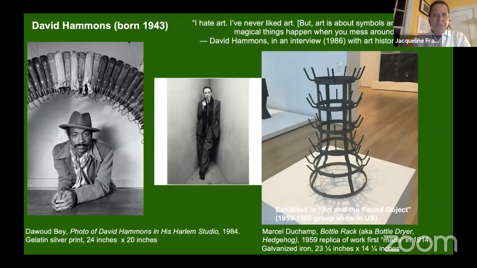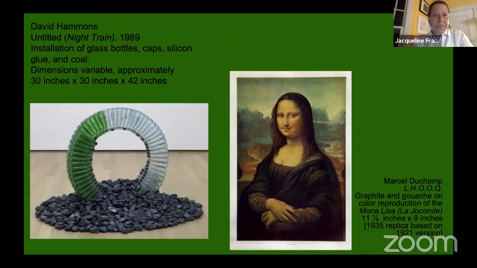So Duchamp taking this icon of Renaissance painting, scribbling a mustache and a goatee on it, and calling it L-H-O-O-Q. In the first place it's just letters for English speakers, but if you say it fast in French, it sounds like "elle a chaud au cul." She has a hot ass. So being absolutely irreverent, sexist, and also iconoclastic in a way. Diana says if you run the letters together, the word is look. Look at what I've done to the most famous and beloved work in European art.